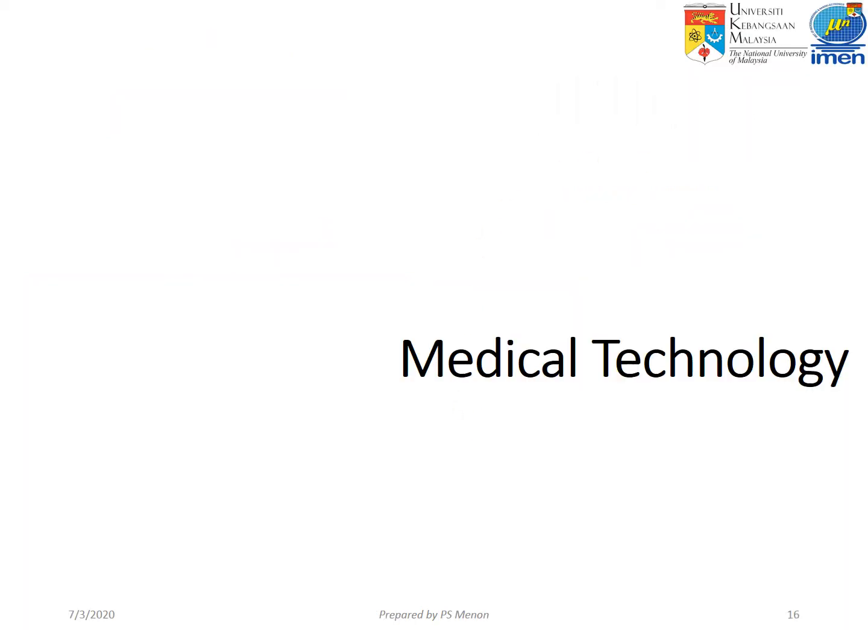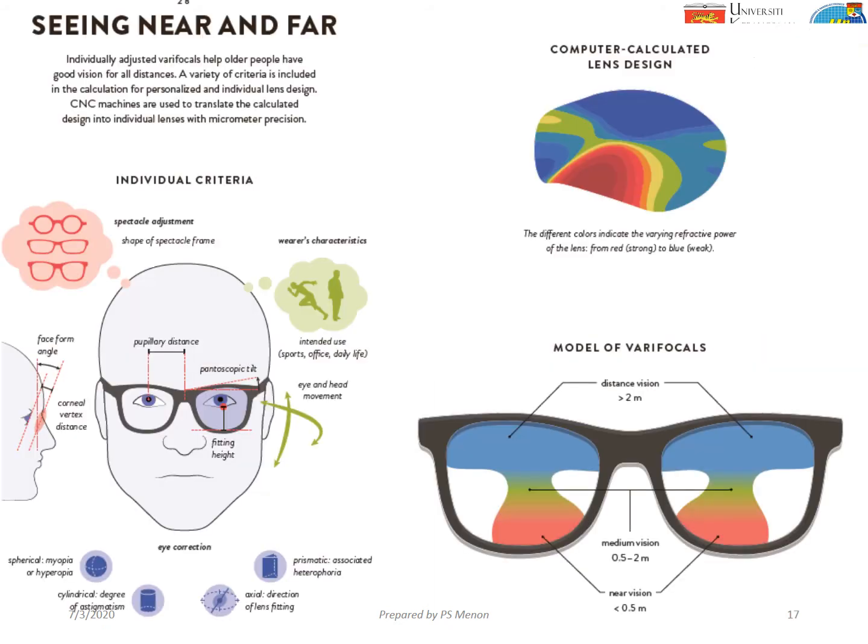Medical technology, photonics in medical technology. Seeing near and far. Individually adjusted varifocals help older people have good vision for all distances. A variety of criteria is included in the calculation for personalized and individual lens design. CNC machines are used to translate the calculated design into individual lenses with micrometer precision.